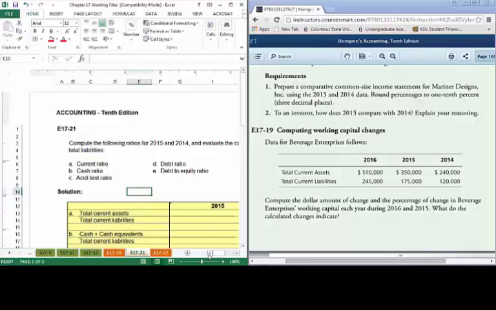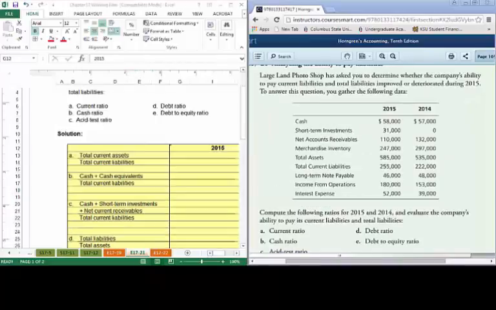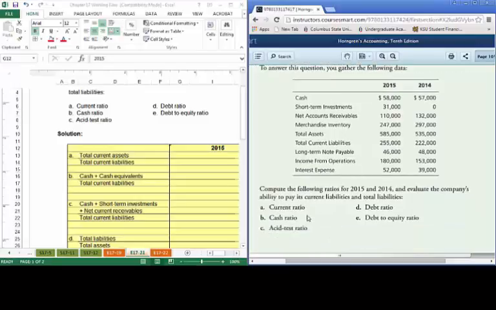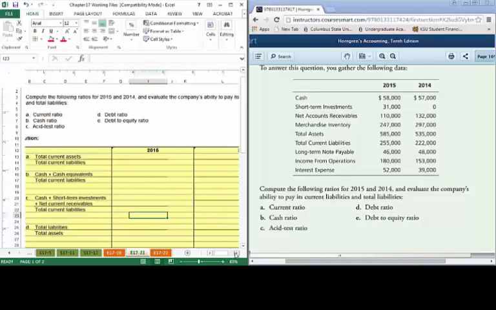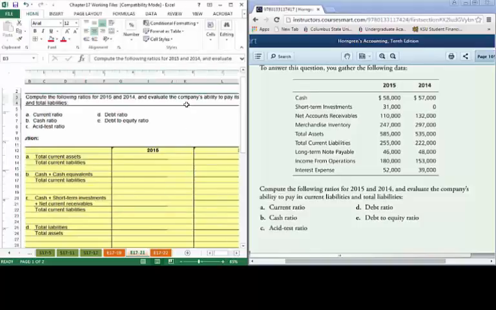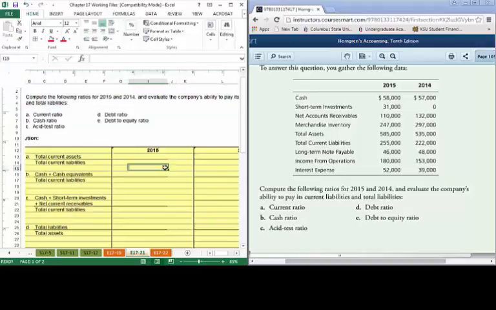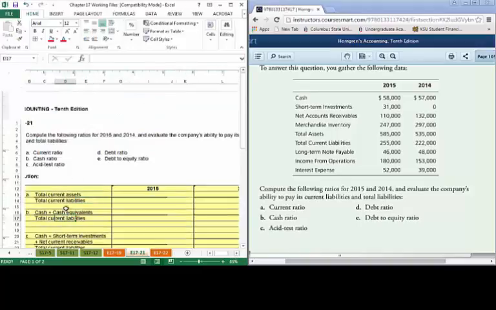At number 21, we're going to use this information to calculate these ratios here: the current ratio, cash ratio, asset test, debt ratio, and debt to equity for 2015 and 2016, 2014. Okay, so let's see. First we're going to do A, the current ratio.